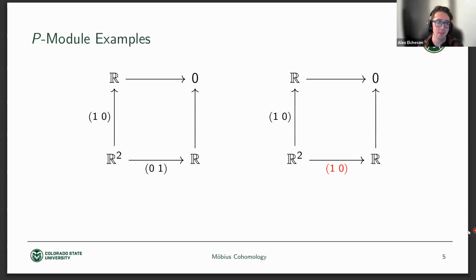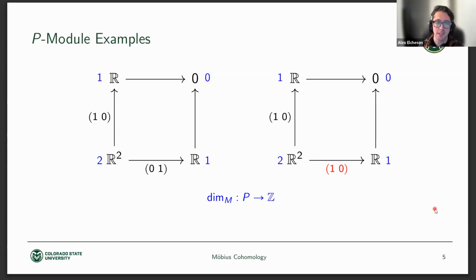Okay, so here's two examples. It's the same poset as before, and I've attached a vector space to each point in the poset. And between any two related points in the poset, we associate a linear map. So on the left here, with the vector space R2, two copies of R, the linear maps are projections. So project onto the X coordinate, project onto the Y coordinate. And these maps into the zero vector space are just zero. And then essentially the same module on the right, except I've changed the map on the bottom. So now instead of having two projections, it's just project onto X in both directions.